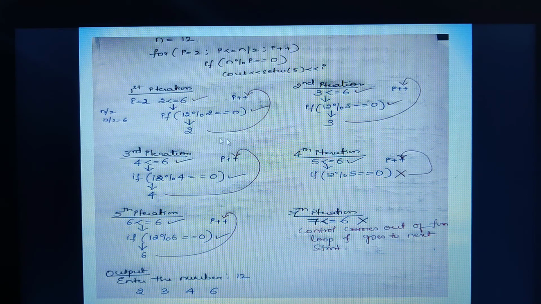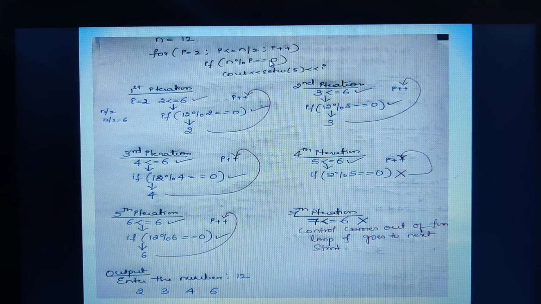Now 2 gets incremented, which means the value of i becomes 3. Whether 3 is less than or equal to 6, the condition is true. Once this condition is true, we make an entry into the loop. You see, 12 mod 3, when you do it, 3 fours are 12 and the remainder I am getting is 0, children.